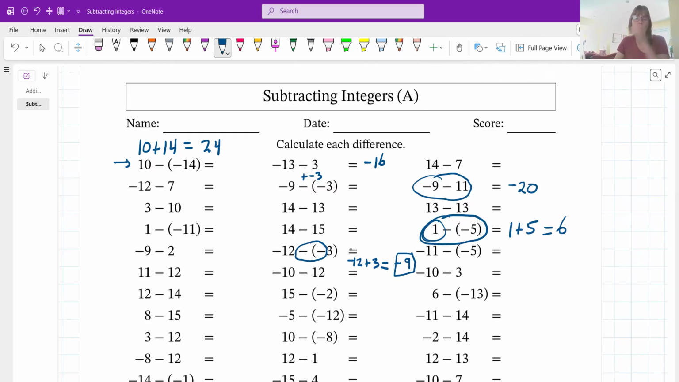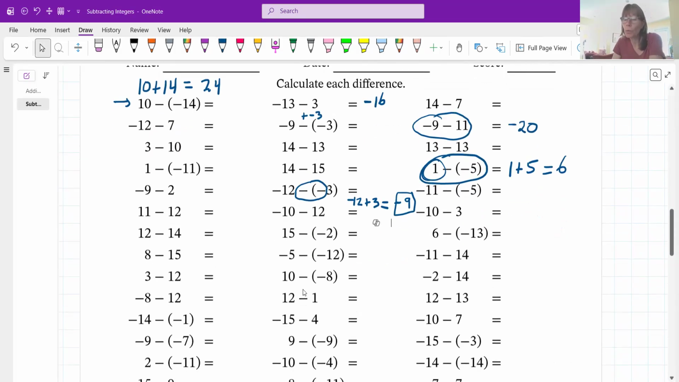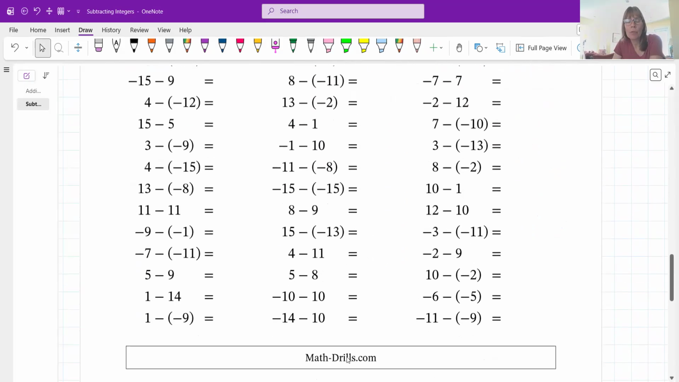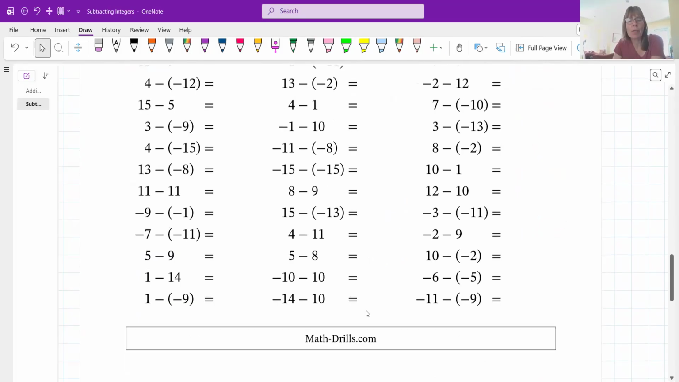So again, I would have you practice some of these. Don't do all of them at once, but just do a couple of these each day. And then also on mathtrails.com, they have some worksheets that have both addition and subtraction in one worksheet. So you can kind of flip-flop between the two different operations.